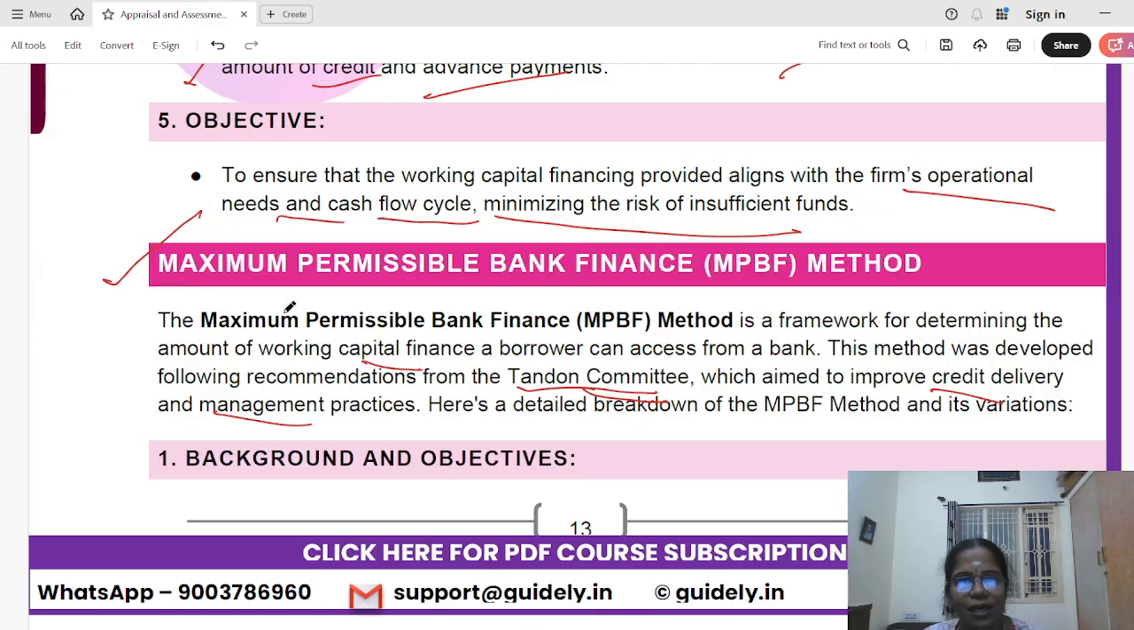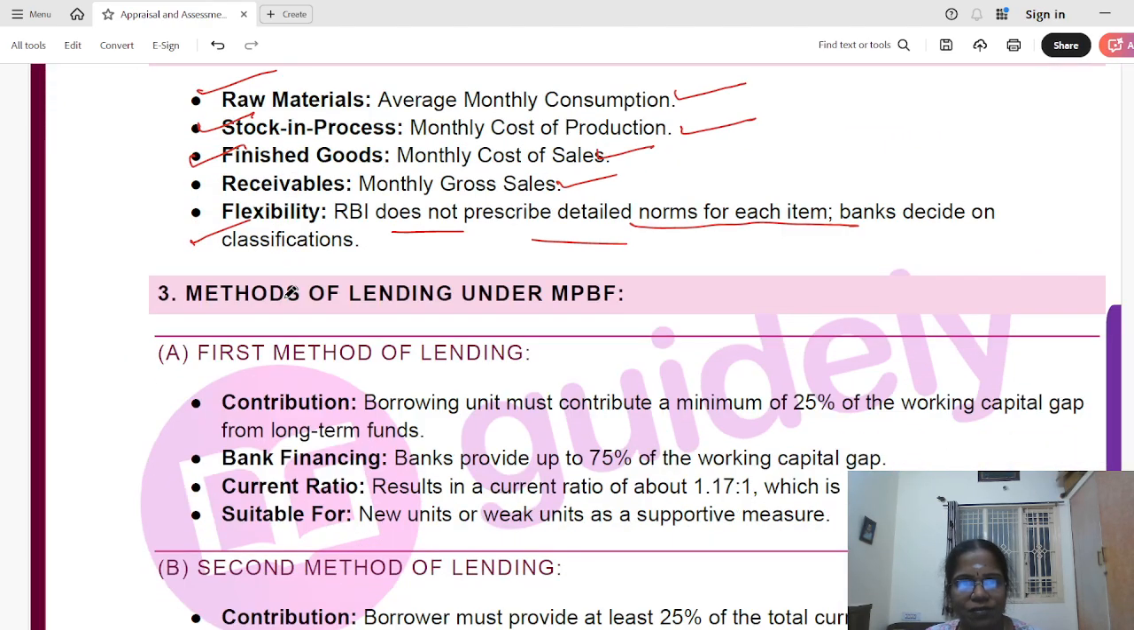Methods of lending under the maximum permissible bank finance. So first method of lending is, borrower must contribute a minimum of 25% of the working capital gap from long term funds. அவங்களோட long term funds ல minimum of 25% working capital gap contribution இருக்கணும். Bank finance, இதில் வந்து bank 75% of the working capital gap for the bank financing. Current ratio: result in a current ratio of about 1.17:1, which is relatively low. So ரொம்ப லோவா இருக்கணுங்கிறாங்க. Suitable for new units or weak units as a supportive measure. New units ஆவும் இருக்கலாம், இல்லை weak units ஆவும் இருக்கலாம். ஒரு supporting method இதை பண்ணுவாங்க.